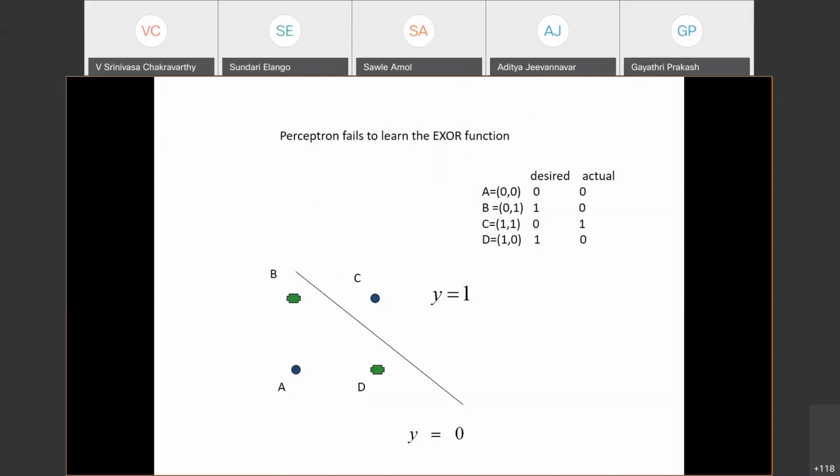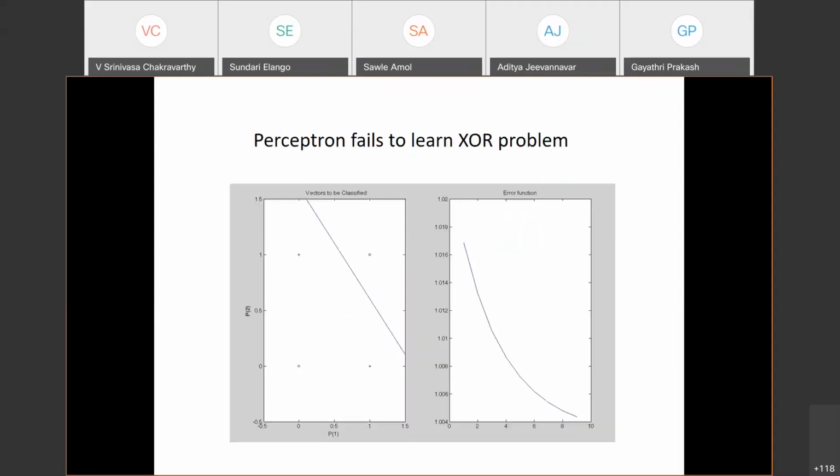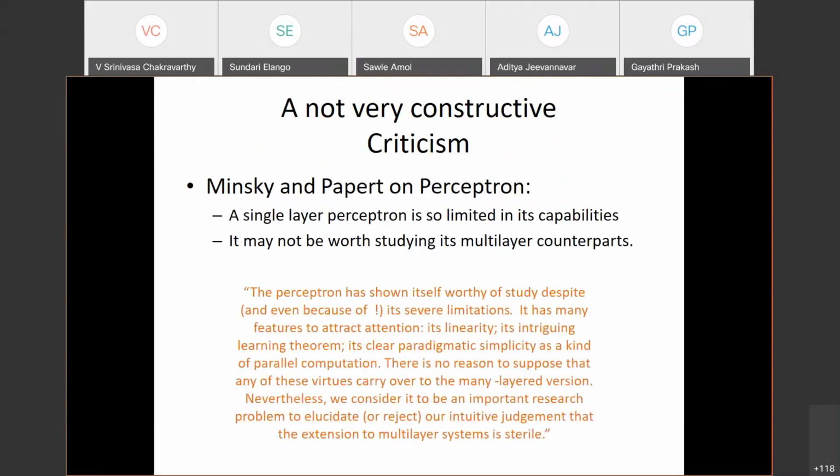So if you divide the 4 data points into 2 classes, each class occupies opposite corners of the square. No matter how you draw the line, you won't be able to separate the two classes. So if you train the perceptron on this kind of data, it won't be able to learn. No matter what you do, the error won't go less than some value. So that became very clear as a very deep drawback of the perceptron.